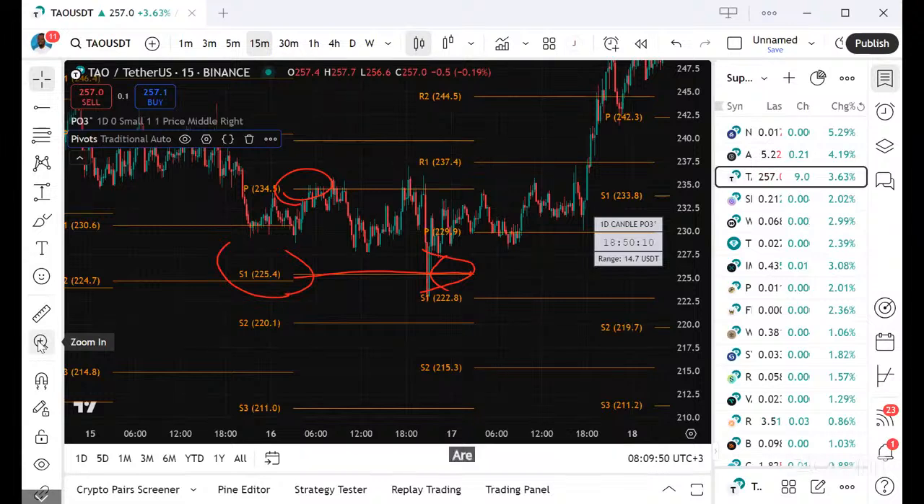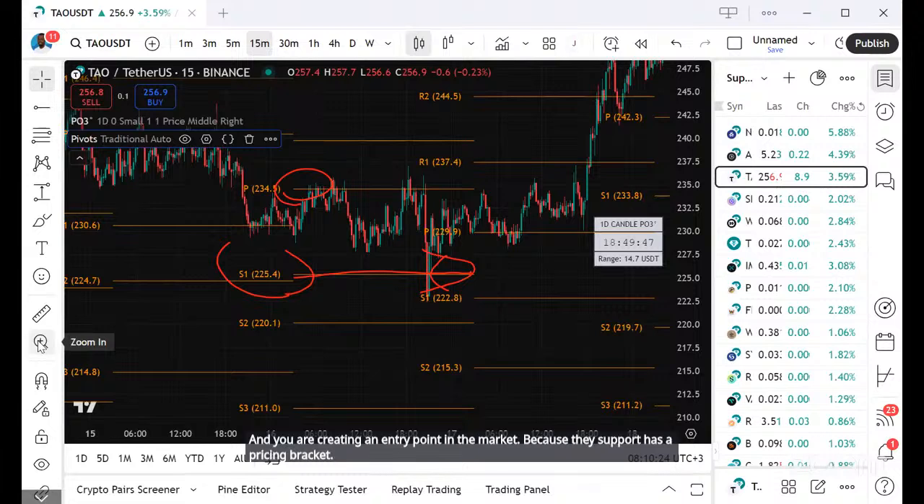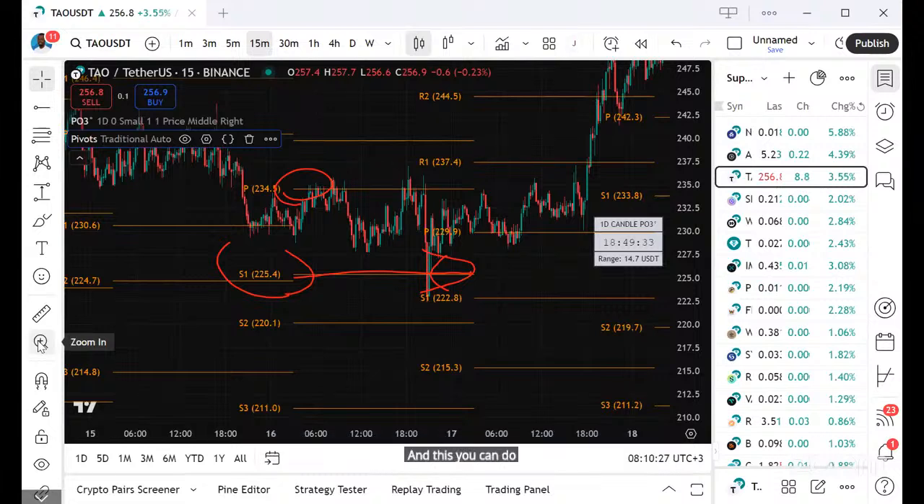Are you connecting? I go to my robot and set up a preset price so that when this coin gets to support 1, the robot enters. Does that make sense? Let me know in the chat. So you are basically saying you want to buy at a cheaper price, and you are creating an entry point in the market because the support has a price in brackets. So you say, robot, and you can do this in your Royal Q also. Let's get there, guys. Just a minute.